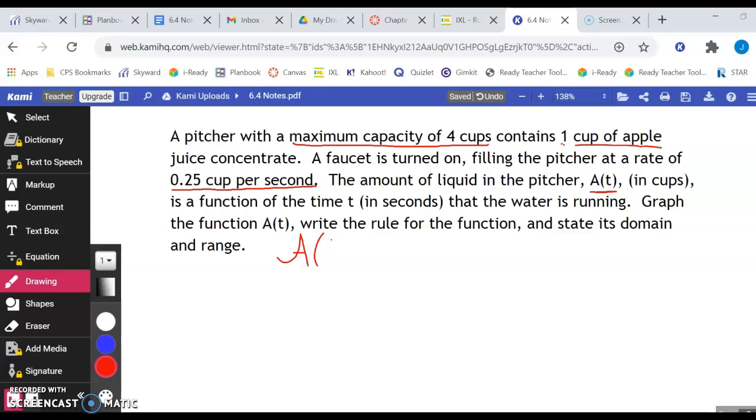So for this, it's going to have to be in the form of mx plus b. In this case, it's going to be mt plus b. So it told us that the pitcher had a maximum capacity of 4. So that means I can't go over 4, but I could have exactly 4. So 4 is greater than or equal to m.